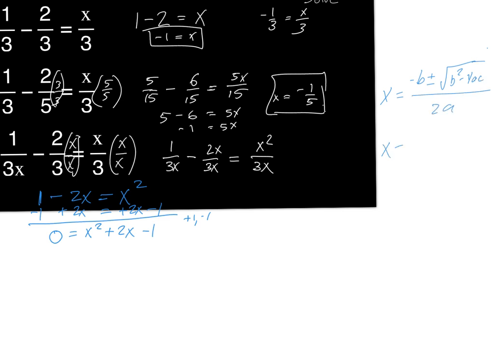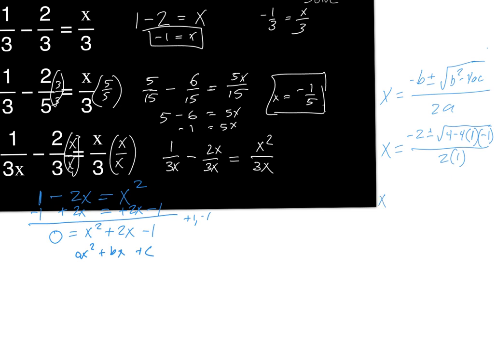Substituting values in, ax squared plus bx plus c. So the b value is 2, so negative b is negative 2, plus or minus the square root of b squared, 2 squared, 2 squared is 4. Minus 4 times a, the a value is 1. That's the number in front of the x squared. The c value is negative 1. All over 2 times a, and a is 1.